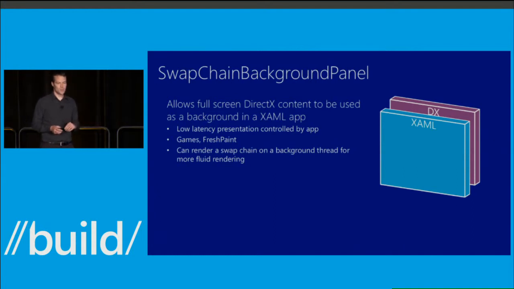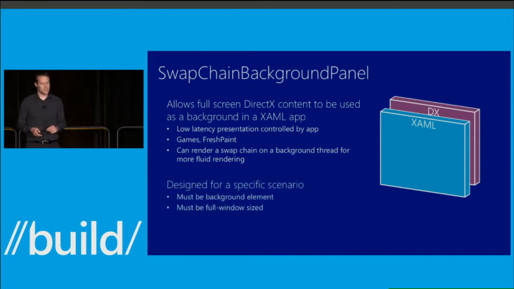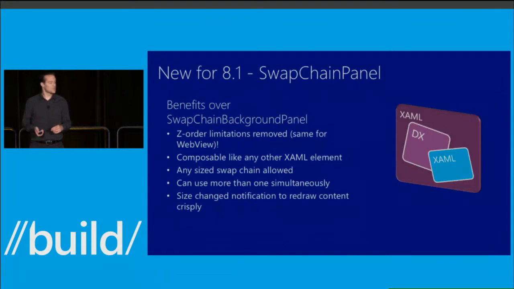So you can do this all independent of the XAML UI thread once you've associated the swap chain with the XAML tree. It's designed for a specific set of scenarios. So the DirectX content has to be the background element, and it must be full window sized. So even if you create a swap chain that's smaller than the full size of the window, the XAML framework will scale it up so that it fills the whole background. This is a little bit restrictive.